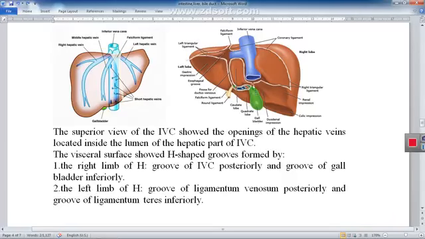The right limb is formed by the groove for the inferior vena cava and the groove for the gallbladder, while the left limb is formed by the groove of ligamentum venosum and the groove for ligamentum teres. The left and right limbs, which are grooves, are connected by a transverse band, which is the hilum of the liver, or porta hepatis, containing the bile duct, hepatic artery, and portal vein that are arranged in VAD arrangement. The vein is posterior, the artery is in the middle, and the duct is anterior, VAD arrangement.